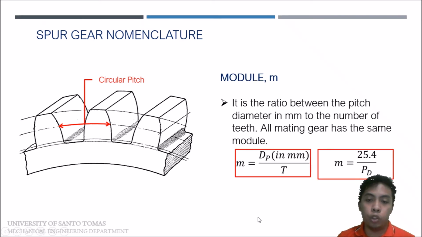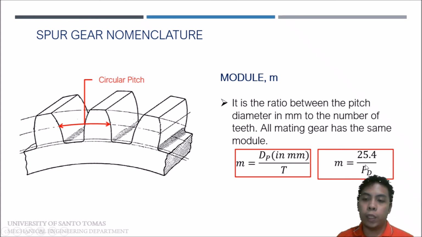Next, we have the module. Module is the ratio between the pitch diameter in mm and the number of teeth. All mating gears have the same module. So if the module of one gear does not match, it will not mesh with the other gears. It is defined mathematically as the pitch diameter in SI units, specifically in mm, divided by T, or the number of teeth. So it is also calculated using this equation.